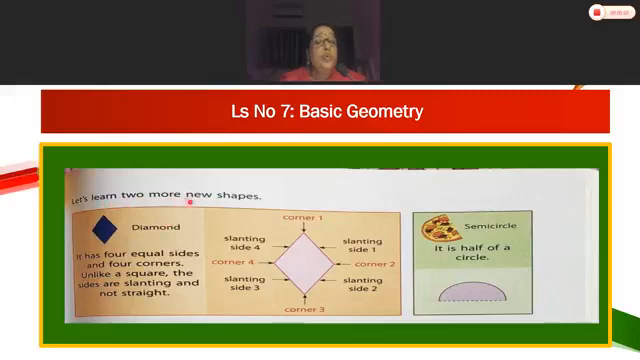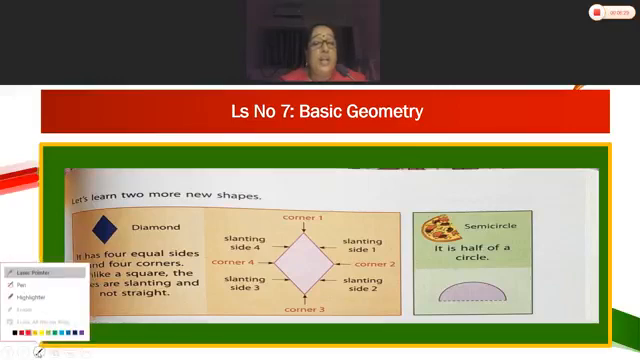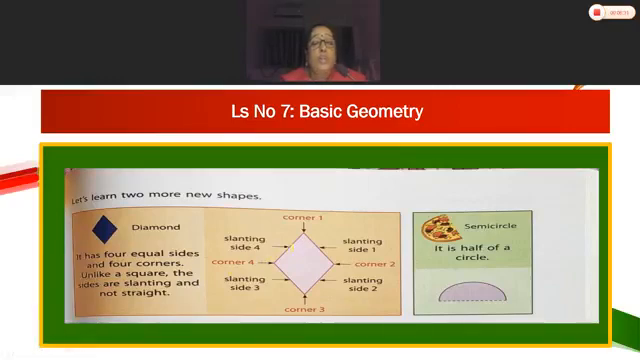Now let's learn 2 more new shapes. Diamond. See a diamond. It has 4 equal sides and 4 corners. Unlike a square, the sides are slanting and not straight. Now here you can see the sides slanting in the figure. Slanting 1, slanting 2, slanting 3, slanting 4. These are the slanting sides.